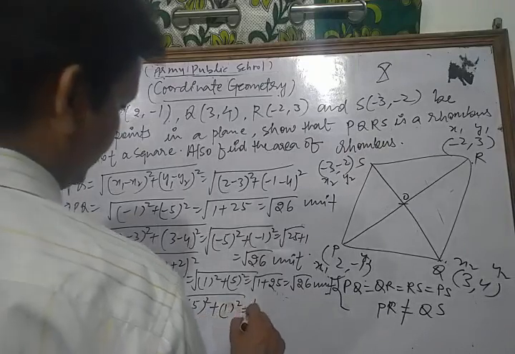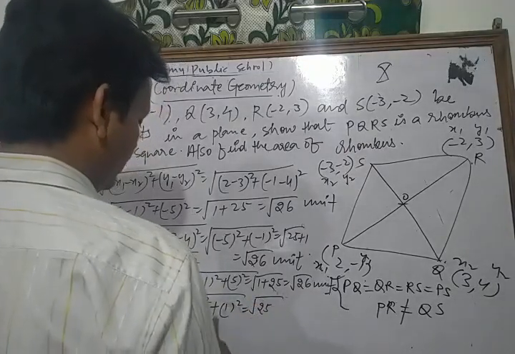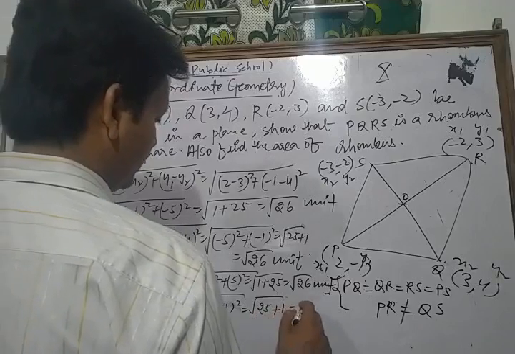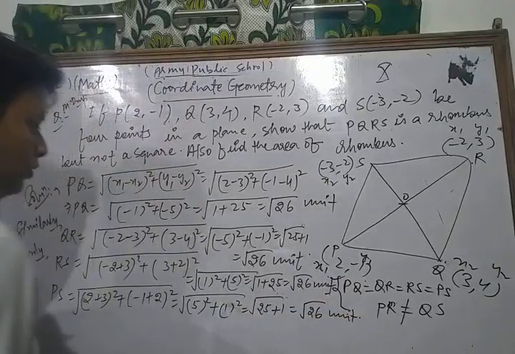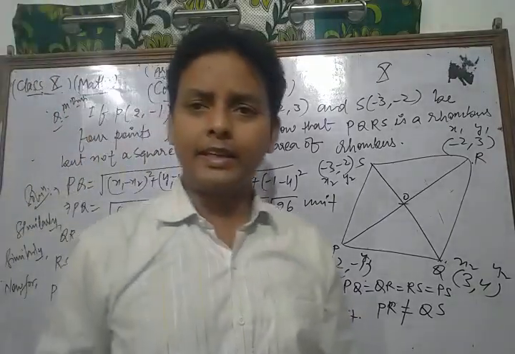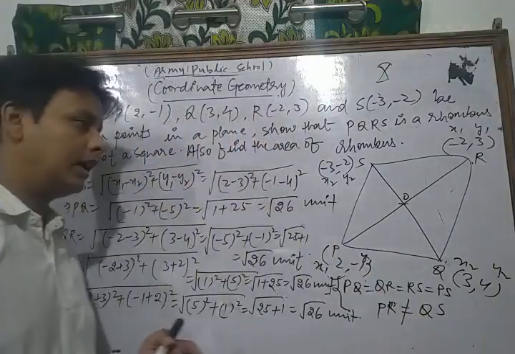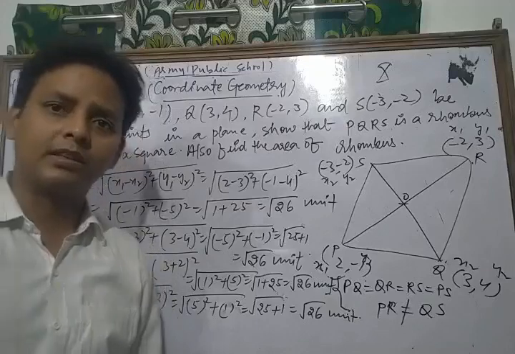Plus 1 whole square. So we get what? This is 5 5s are 25, plus 1, this is also equal to 26 unit. Okay dear students, thus in this way what do we get? We get that all of its sides are equal to each other.